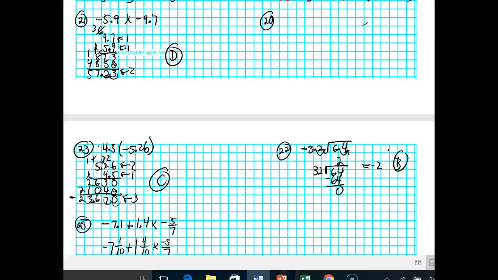24 is set up in a similar way, and 26 is an order of operations problem that I'm going to leave with you guys. So good luck. Call me if you have questions, due Tuesday.